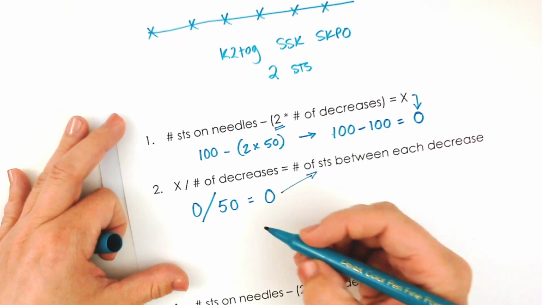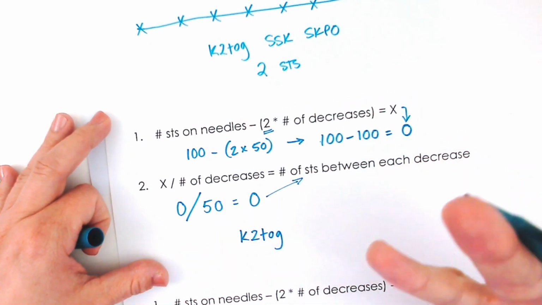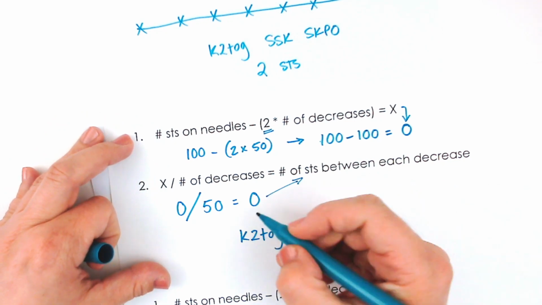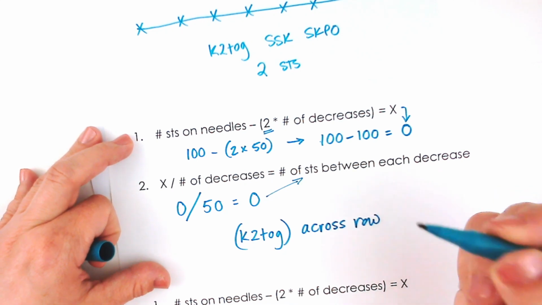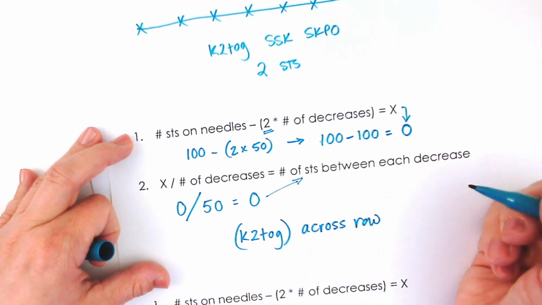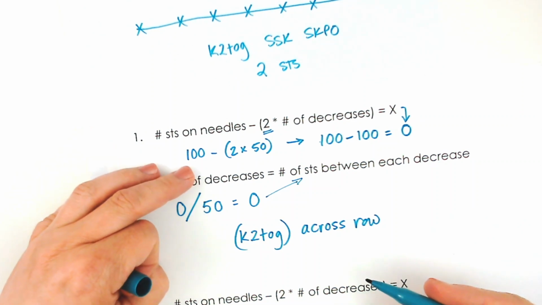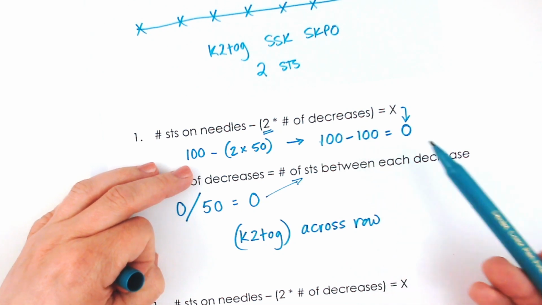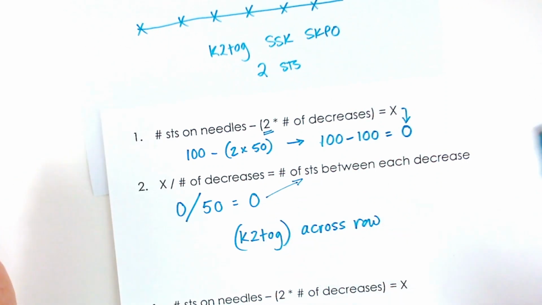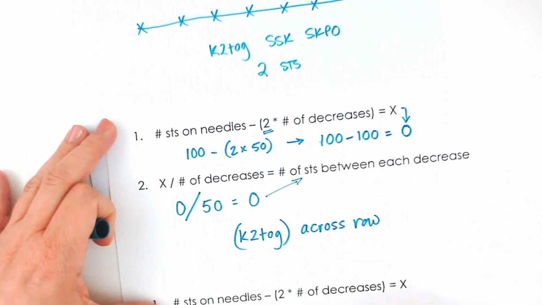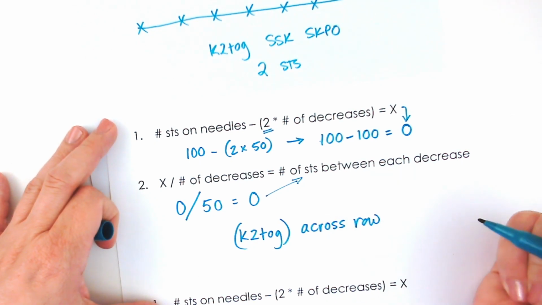So in this instance, I would be working knit 2 together, or whatever decrease you choose, across the row. Knit 2 together across the row. There are no stitches between each decrease, 0 stitches between each decrease. And that makes sense because 100 minus 100 is 0. For 50 stitches to be decreased times 2, we're not knitting anything in between there. So that one was a pretty simple example. We'll continue doing more examples and they'll get a little more challenging each time.